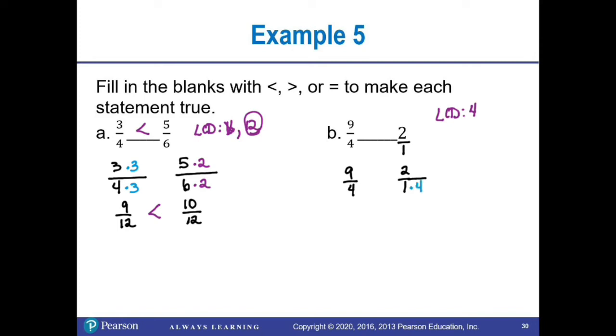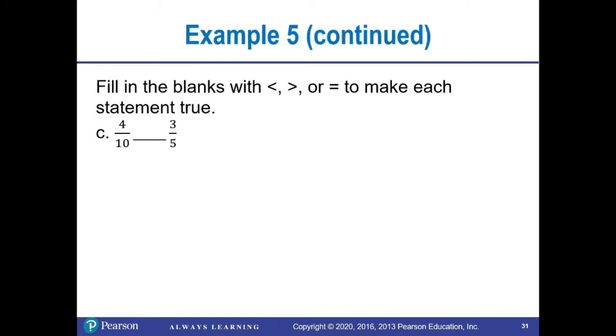1 times 4 would make 4 in the denominator. If I multiply the denominator by 4, I also need to multiply the numerator by 4. Again, just bring down that first fraction. 2 times 4 is 8 in the numerator, and 1 times 4 is 4 in the denominator. Now that my denominators are the same, I compare the numerators. 9 is bigger than 8, so 9 over 4 is bigger than 8 over 4. That tells me that 9/4 is greater than 2.